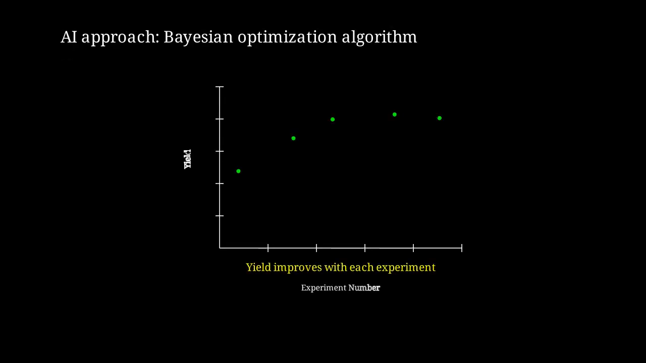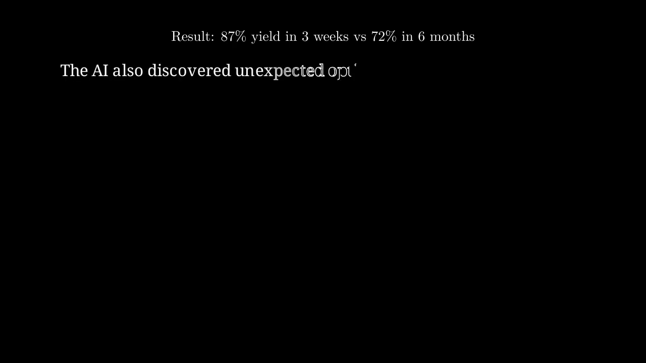The graph shows how yield improved with each experiment. After just 42 experiments over 3 weeks, the AI found conditions achieving 87% yield, a significant improvement over the manual approach. 87% yield in 3 weeks compared to 72% in 6 months. That's a 15% improvement in yield and 8 times faster optimization. Interestingly, the optimal conditions discovered by the AI were unexpected. The temperature was lower than anticipated, but a specific ratio of flow rates created turbulent mixing that enhanced the reaction.